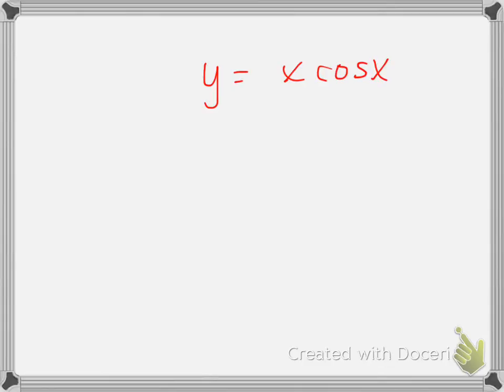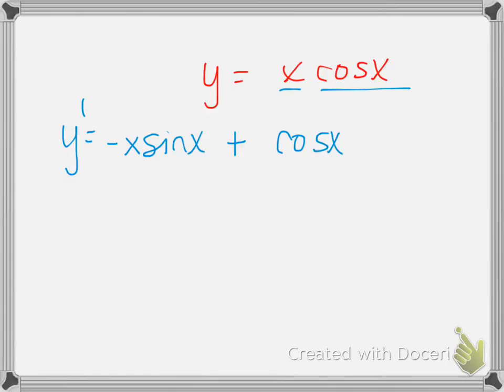Alright, we can do the product rule. Two functions multiplied. First times the derivative of the second plus the second times the derivative of the first, which is 1. That's your answer. Nothing can combine, and you leave it.